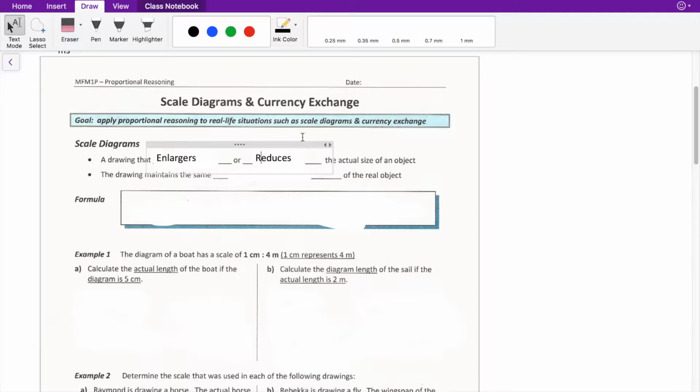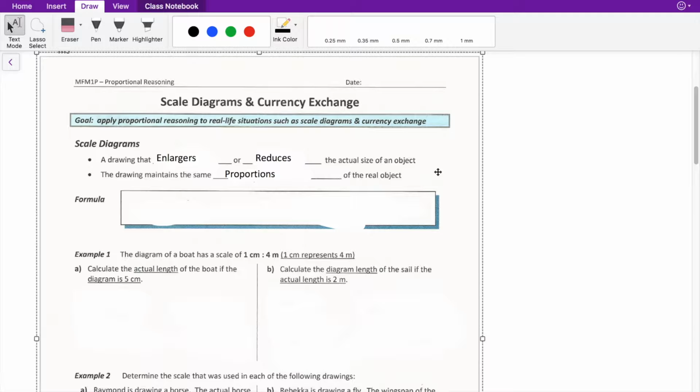A drawing maintains the same proportions. This means that a scale diagram keeps the same proportions whether you're going up or down the scale. If you have two items, item 1 and item 2, and one's twice as big, it's still going to be twice as big if it's smaller or larger than the original item. So that's where the ratios come in.